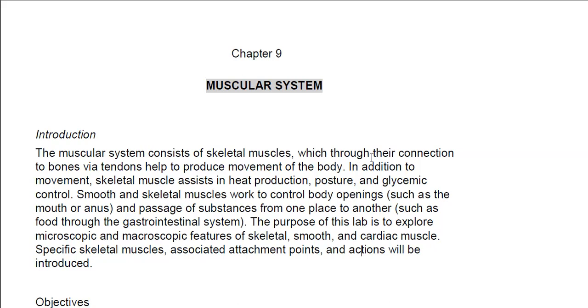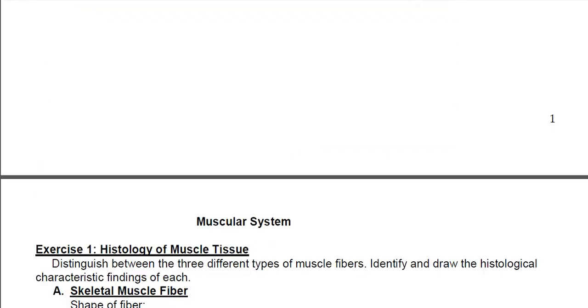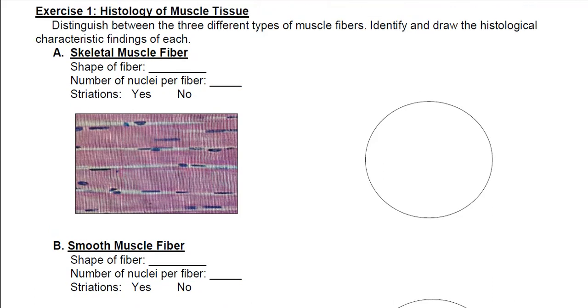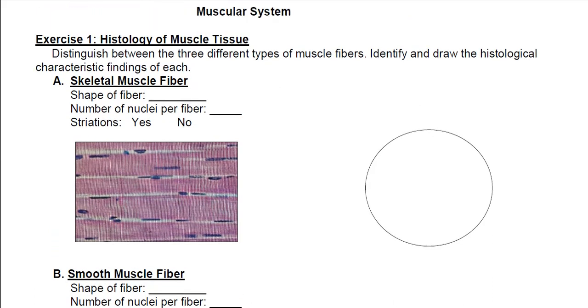So there's not as much to label, but you're going to have to know not only the name of every muscle, but also its function. Before we get into that, we look at three types of muscle: skeletal, smooth, and cardiac muscle. There's a slide of each here, and then there's some questions to answer.